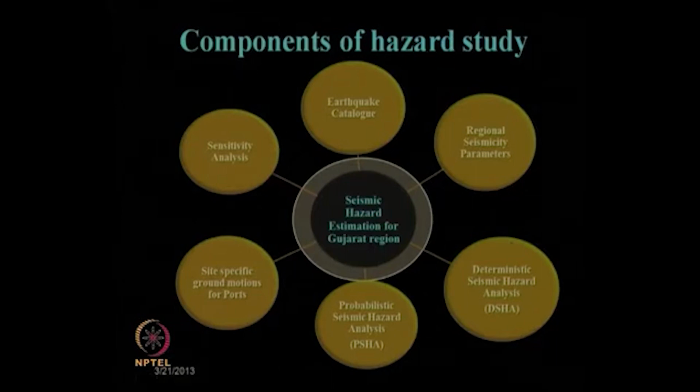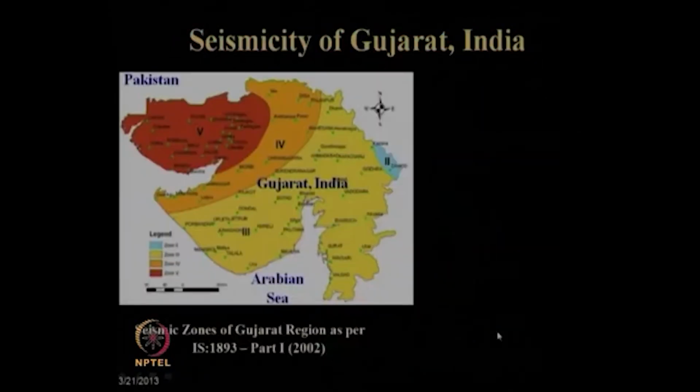Now, for any particular seismic hazard study, these are the various components as shown over here. For our particular case, seismic hazard study for Gujarat region, we need to get first the earthquake catalog for that region, then regional seismicity parameters, sensitivity analysis. Using them, we can do the deterministic seismic hazard analysis and probabilistic seismic hazard analysis, and finally, we can do the site specific ground motion analysis for particular sites, which I will discuss in the next module of this course.